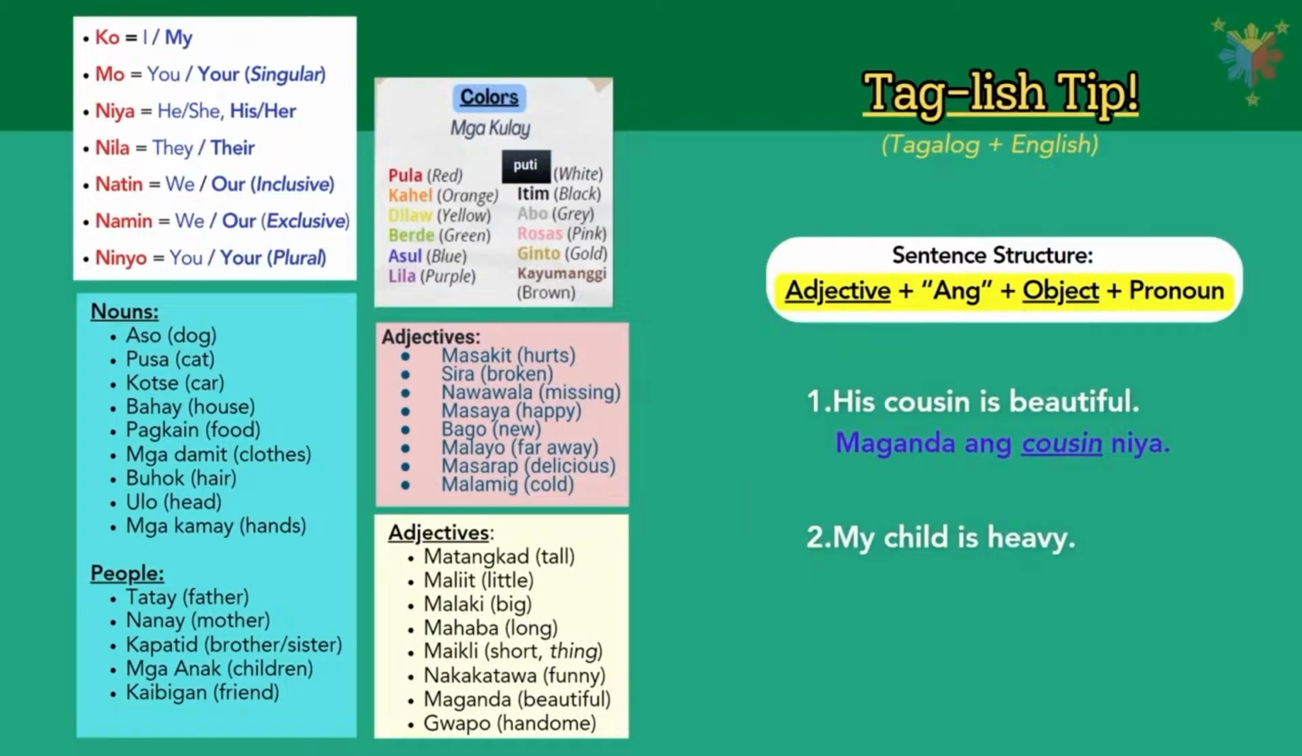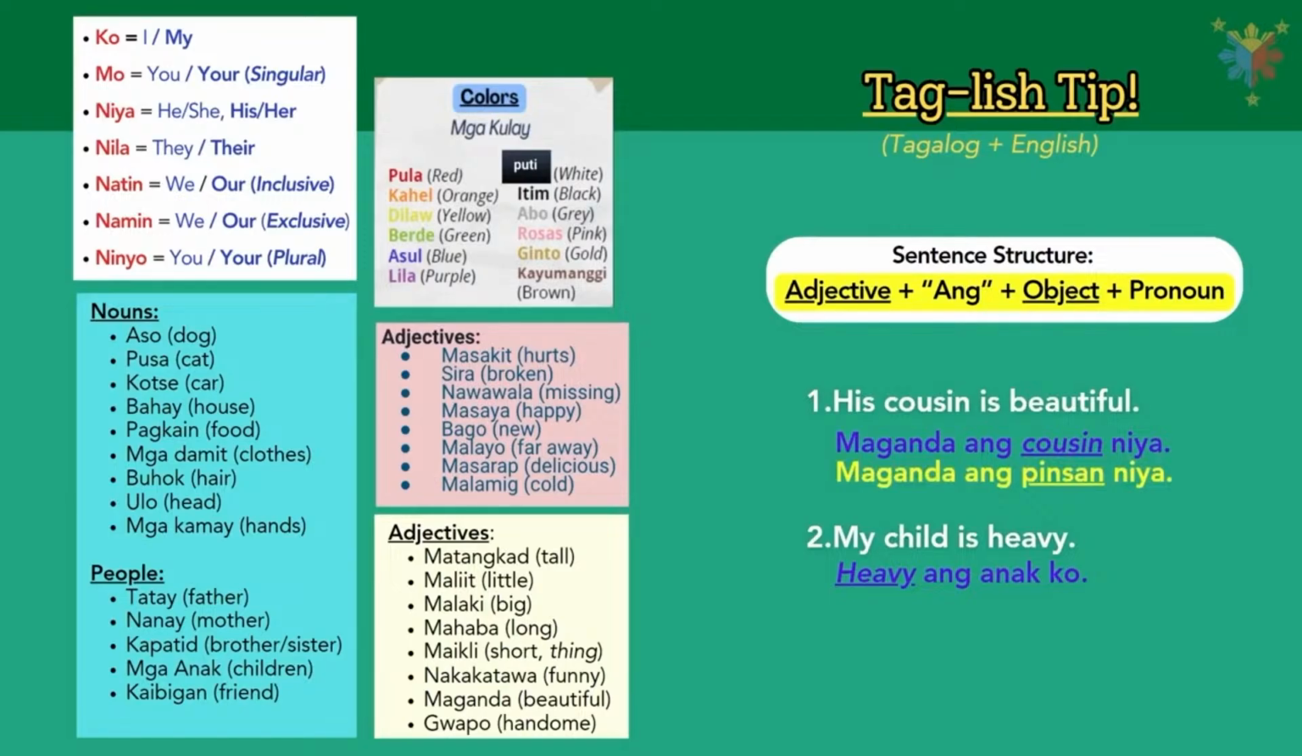Maganda ang cousin niya. His cousin is beautiful. Or heavy ang anak ko. My child is heavy. So that works. That's perfectly fine. But the idea is to go back and look up what those words are later so that eventually you can say the whole thing in Tagalog. Maganda ang pinsan niya. So pinsan is cousin.